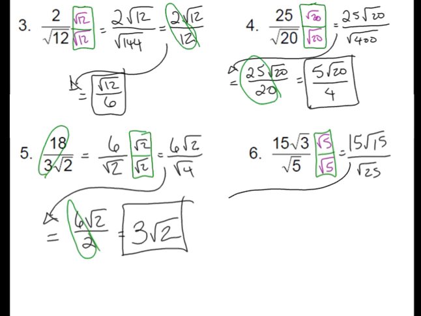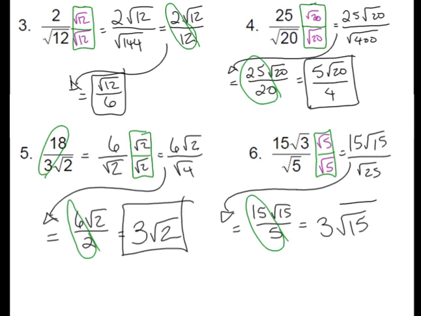So this now becomes 15 square root of 15 over 5. Oh look, 5 does go into 15 nice and pretty. Since it does that, I now have 3 square root of 15. And that would be my final answer.